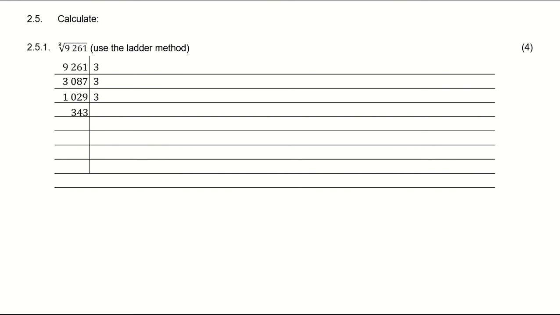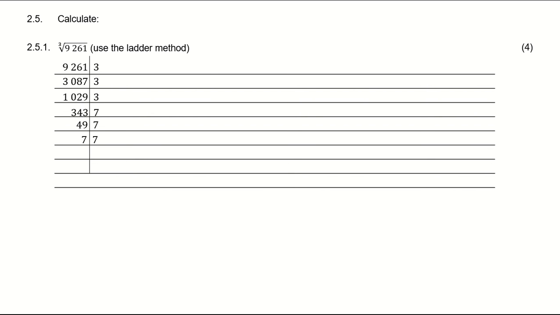Can I still divide by 3? The answer is no. Can I divide by the next prime number, which is 5? The answer is no. Can I divide by the next prime number, which is 7? The answer is yes. 343 divided by 7 will give you 49. Now, can I still divide by 7? The answer is yes. 49 divided by 7 will give you 7, and that is obvious. The lowest prime you can divide 7 by is 7 itself.